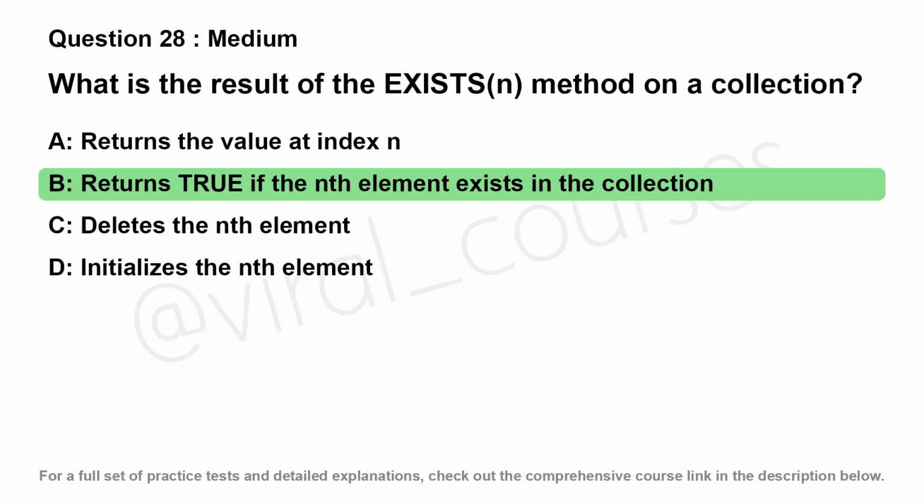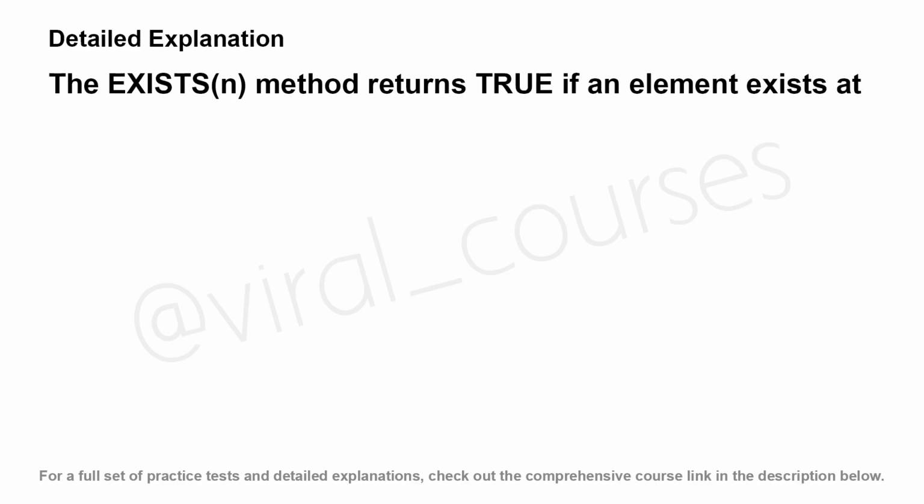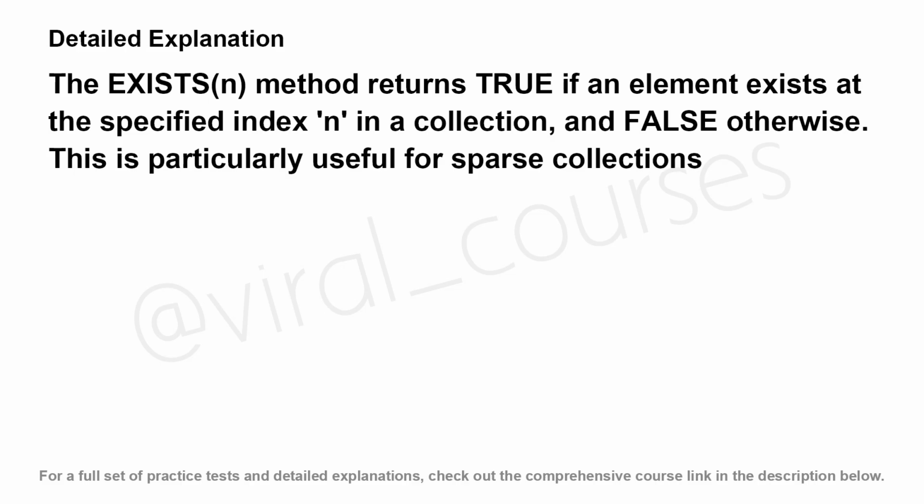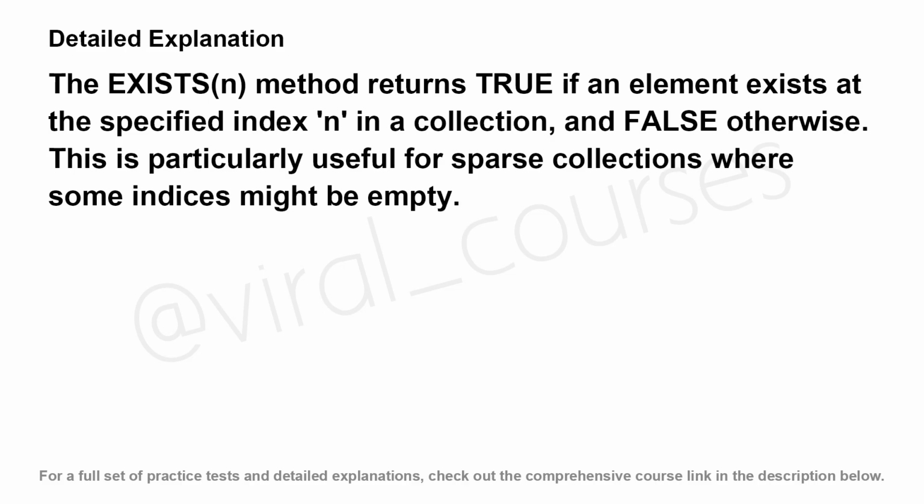The correct answer is B. The EXISTS(n) method returns true if an element exists at the specified index n in a collection, and false otherwise. This is particularly useful for sparse collections where some indices might be empty.